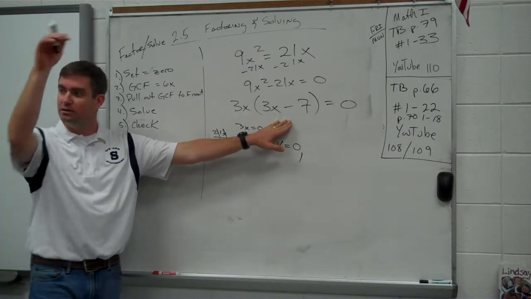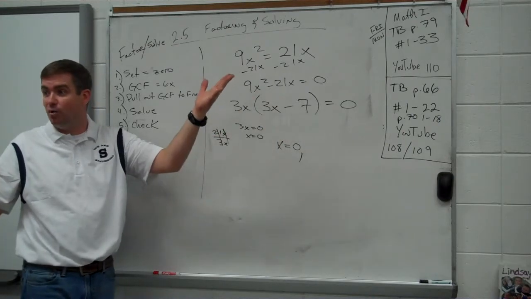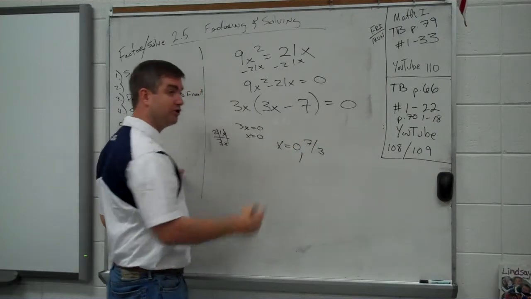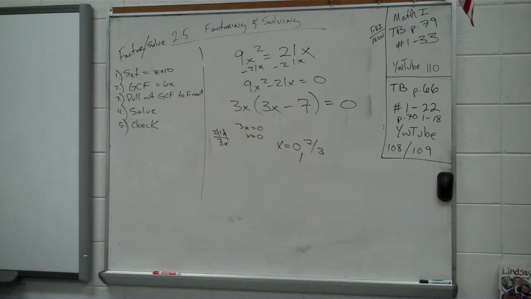What do you do? 7 over 3. Move the 7 over, divide by the 3. You get a fraction, so what is it? 7 over 3. So your answer is 0 and 7 over 3. 7 doesn't divide by 3, so you get some improper fraction.